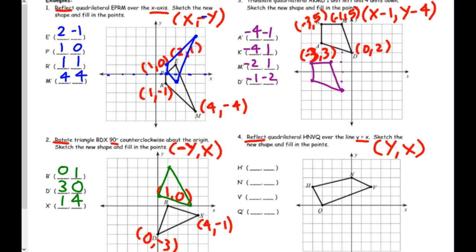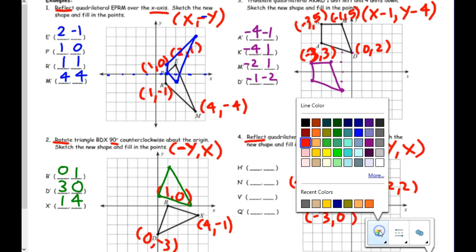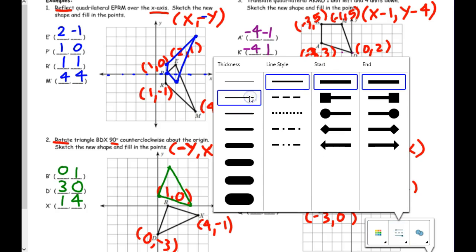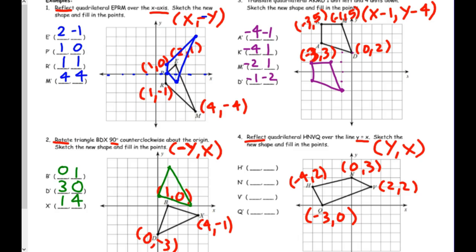So first I'm going to write down my points. -4, 2 for h. 0, 3 for n. 2, 2 for v. And then -3, 0 for q. I'm going to use my rule. But I want you to notice, all we're doing is switching x and y. xy becomes yx. Just flipping. So h, -4 and 2, if I switch those, I get 2, -4. 0, 3 becomes 3, 0. 2, 2 is still 2, 2.